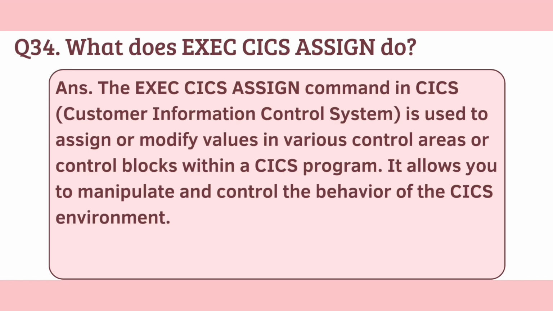Okay, moving to question number 34. What does EXEC CICS ASSIGN command do? The answer is, the EXEC CICS ASSIGN command in CICS is used to assign or modify values in various control areas or control blocks within a CICS program. It allows you to manipulate and control the behavior of the CICS environment.